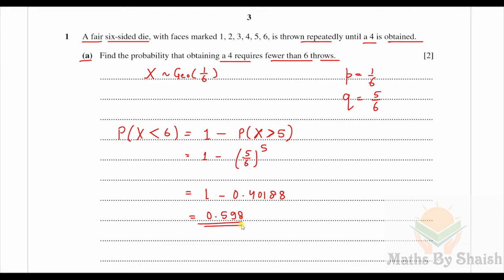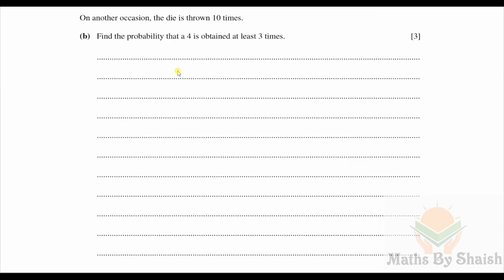I hope it was of some help. Let's do the second part. On another occasion, the die is thrown 10 times, so n is 10. Find the probability that a 4 is obtained at least 3 times.